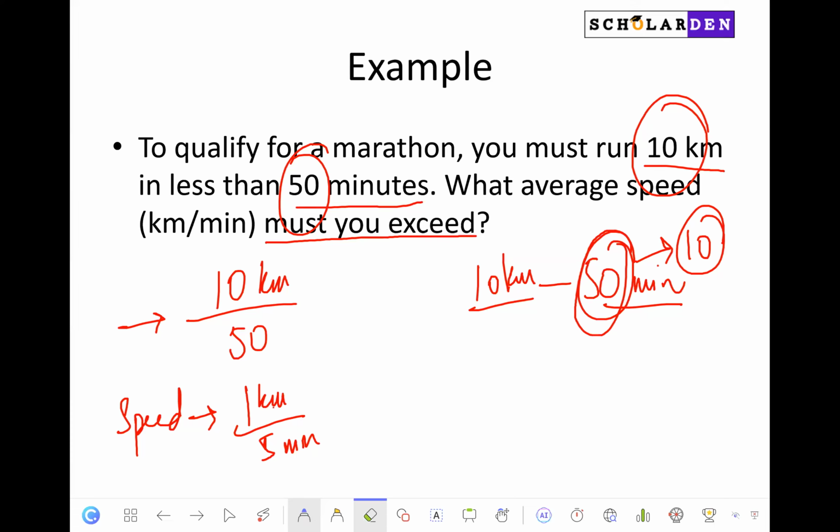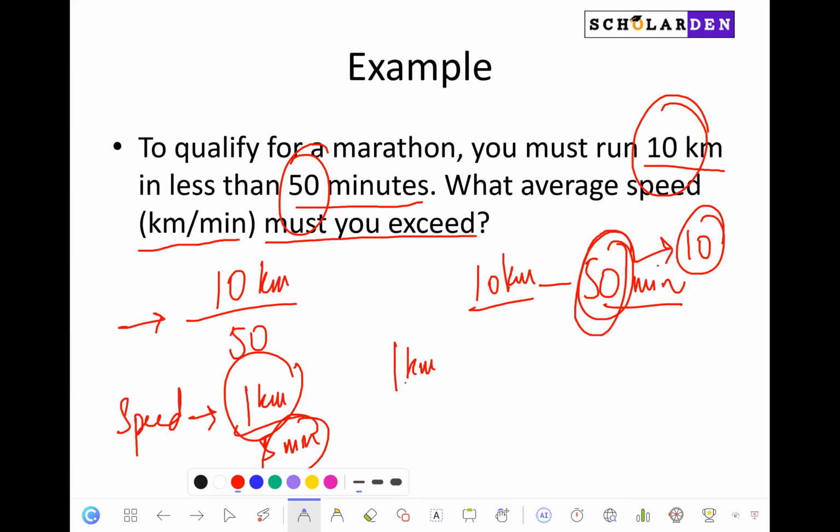Let's just solve this for now, and then let's see how we can arrive at that problem. If I want to cover 10 kilometers in 50 minutes, I am supposed to travel 1 kilometer in 5 minutes. And so what would be my speed per minute? I cover 1 kilometer in 5 minutes. And how much distance would I be covering in, say, 1 minute?